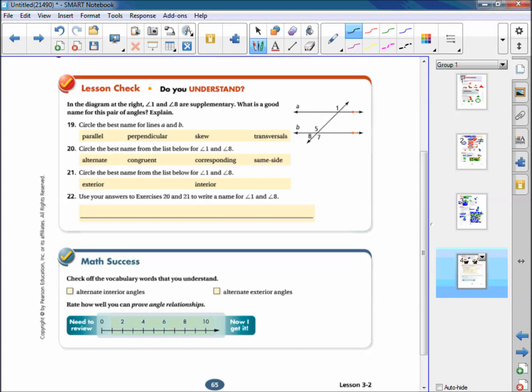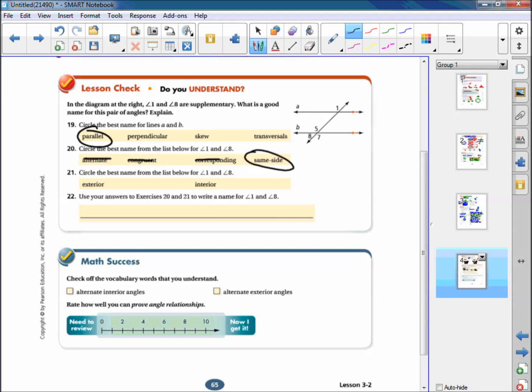Circle the best name for lines A and B. Well, lines A and B are parallel. Circle the best name from the list for angles 1 and 8. Okay, well, they're on the same side. So I would say they're not alternate. That's not good. They're definitely not congruent. One's really big and one's small. They're not corresponding because 1 and 5 would be corresponding. So same side is the only thing they are.